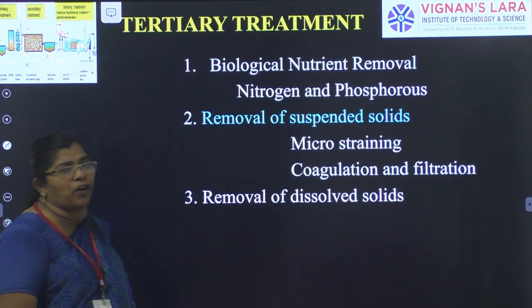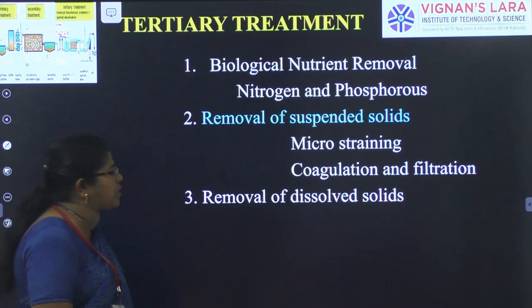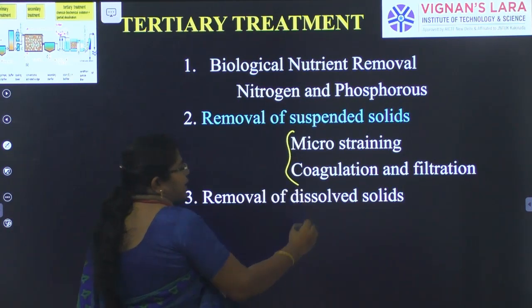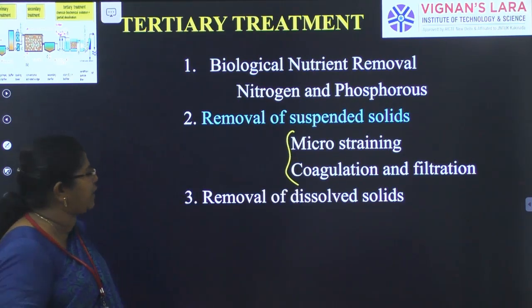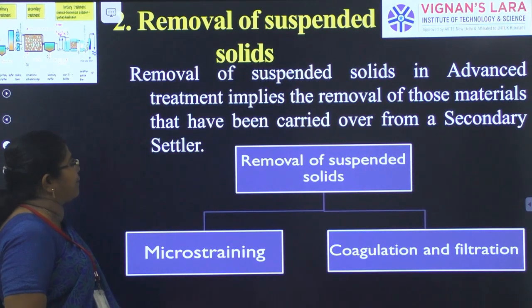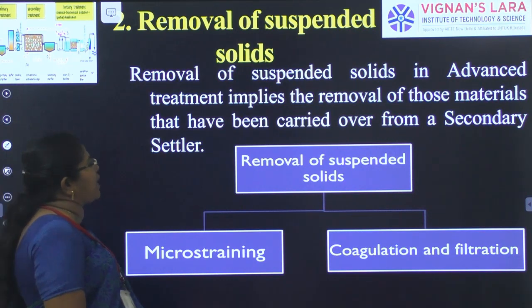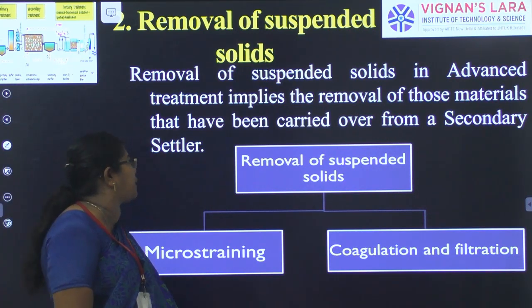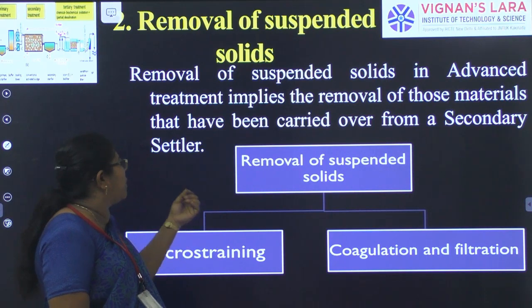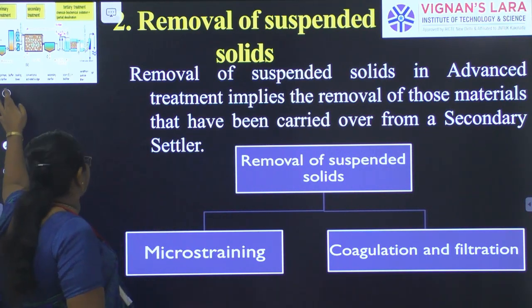So the next one, we go for the removal of suspended solids. The first is microstraining, and the next is coagulation and filtering. Okay, microstraining. Removal of suspended solids in advanced treatment implies the removal of those materials that have been carried over from a secondary settler.